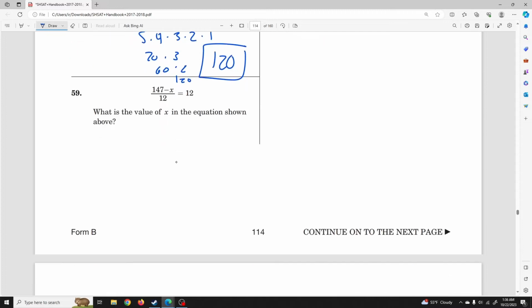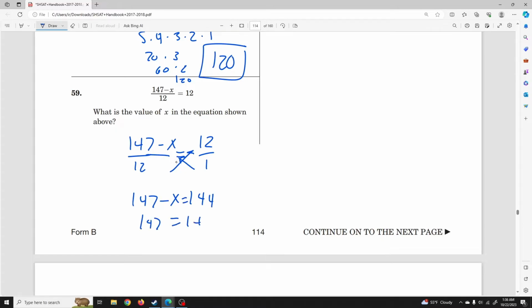Moving on to number 59, it asks us what is the value of x in the equation shown above, so we'll just cross multiply. Right? So 1 times 147 minus x is 147 minus x. And 12 times 12 is, sorry, 144. So we'll add x on both sides. Right? If we add x, we add x. And we subtract 144 on both sides, we get 3 is equal to x. Or x is equal to 3.